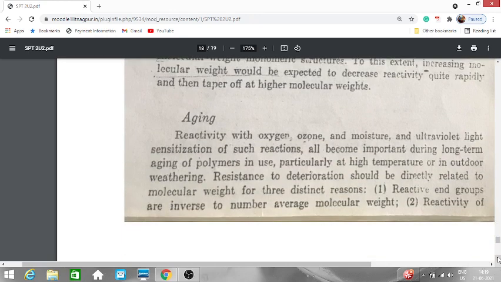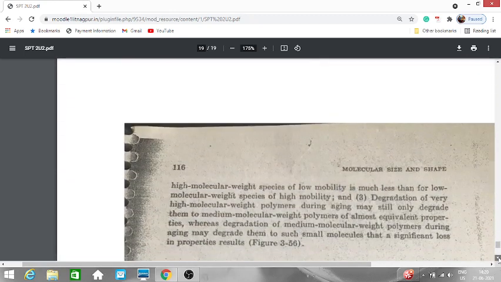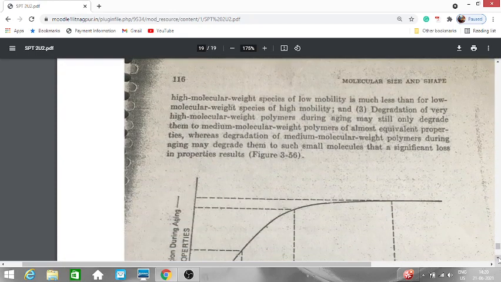Aging. Reactivity with oxygen, ozone, moisture, and ultraviolet light. Sensitization of such reactions all become important during long-term aging of polymers in use, particularly at high temperature or outdoors, where the resistance to deterioration should be directly related to molecular weight through three distinct parameters. Reactive end groups are inverse to the number average molecular weight. Reactivity of high molecular weight species of low mobility is much less than for molecular weight species of higher mobility.